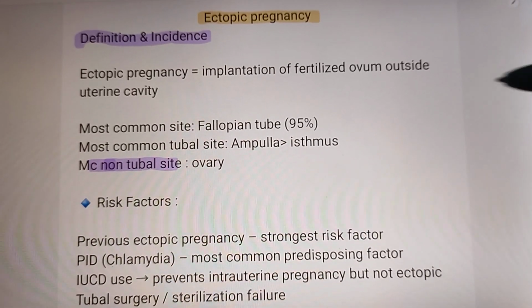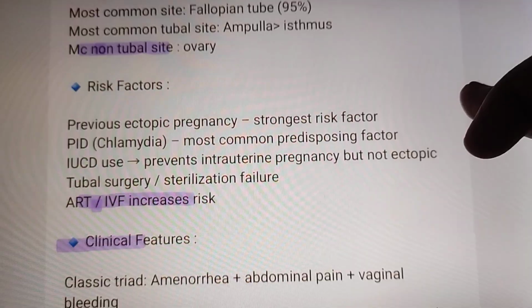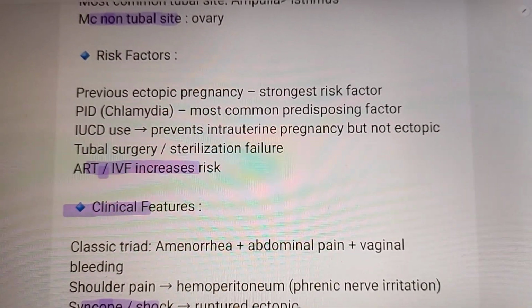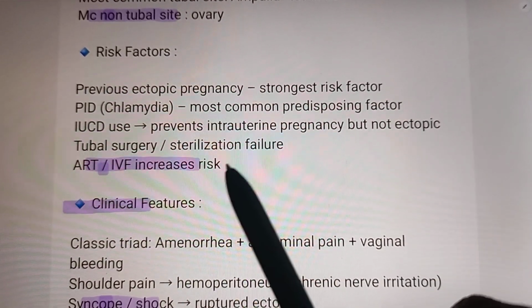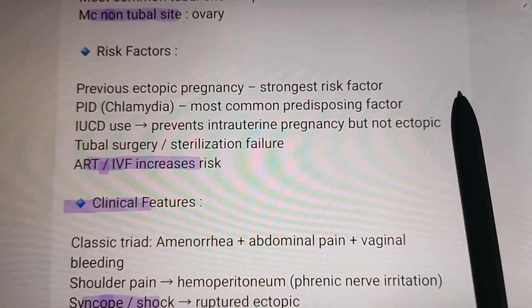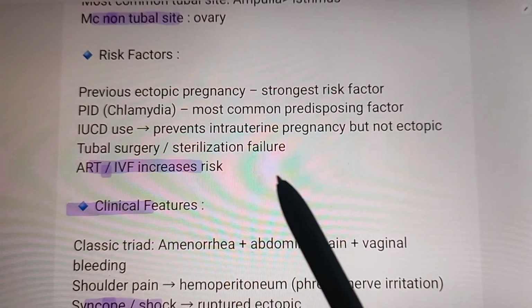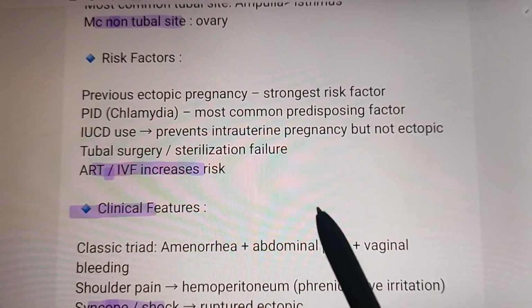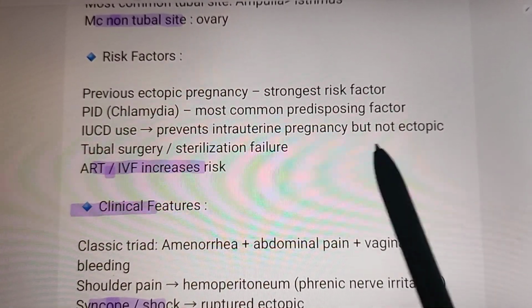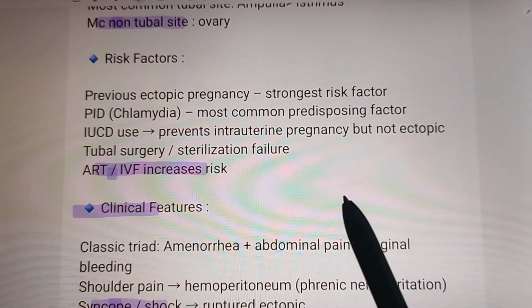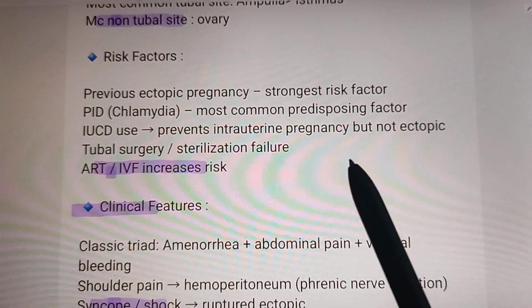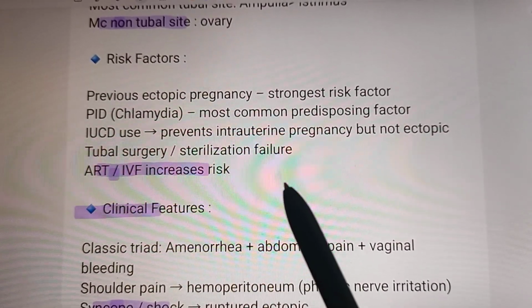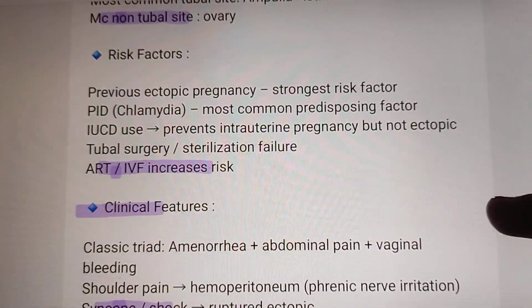Then comes the risk factors. Previous ectopic pregnancy is the strongest risk factor for this. Then PID, that is pelvic inflammatory disease, is the most common predisposing factor. IUCD users: it prevents intrauterine pregnancy but not ectopic. Then tubal surgeries and sterilization failure. There are more chances of ectopic pregnancy with contraceptive and sterilization failures. Then ART and IVF.